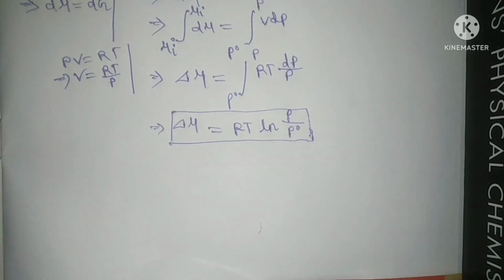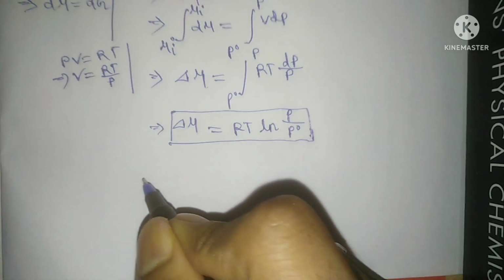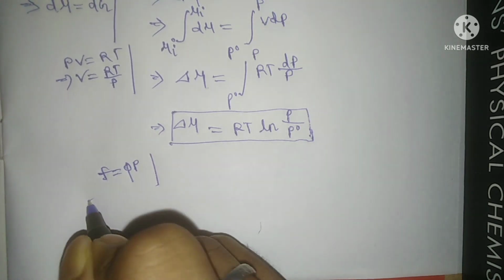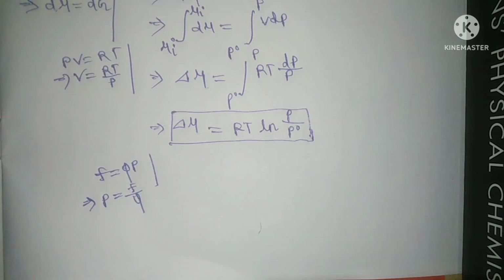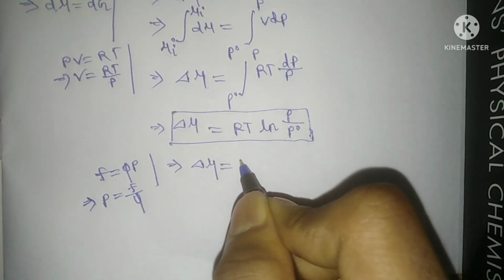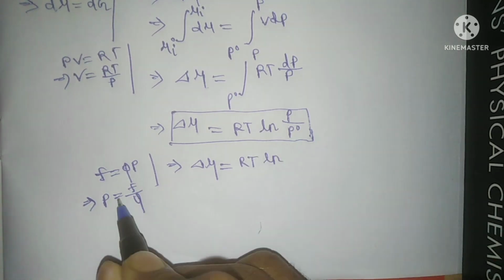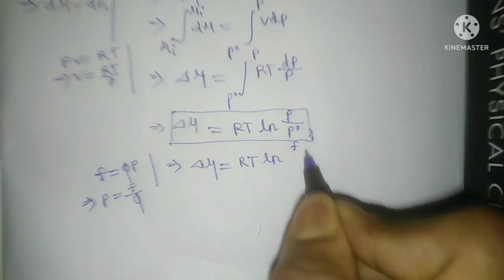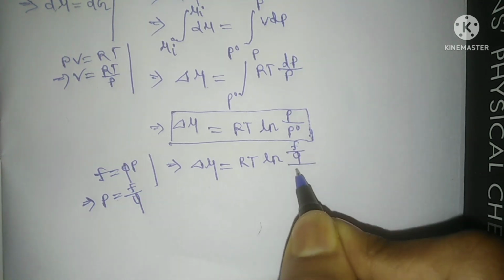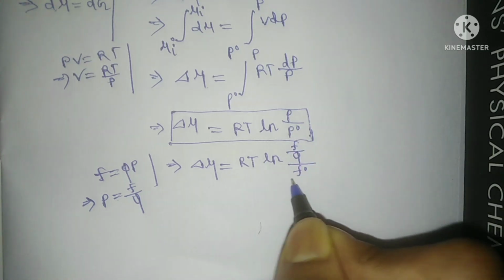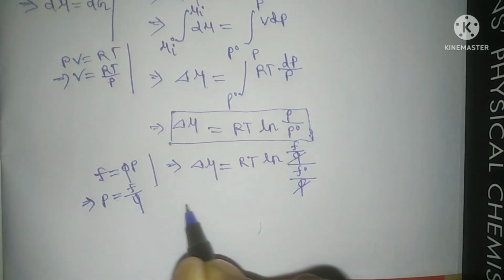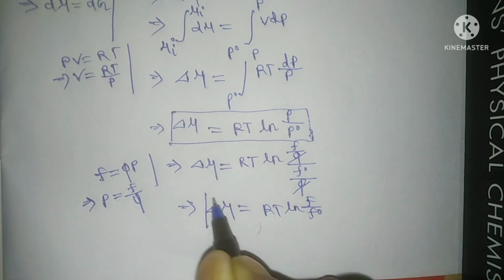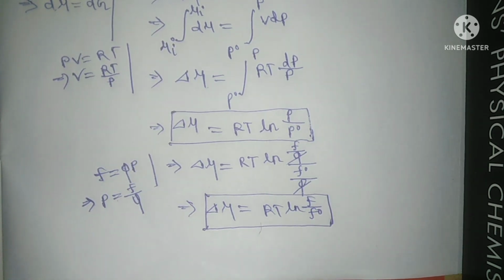Now we can express this equation in terms of fugacity. We discussed that fugacity is equal to the fugacity coefficient multiplied by pressure, so pressure is equal to fugacity by fugacity coefficient. So here we can put delta mu is equal to RT ln of (f by phi) by (f naught by phi), because this is p naught. So phi is cancelled out, and what remains is RT ln f by f naught. This is the equation in terms of fugacity.